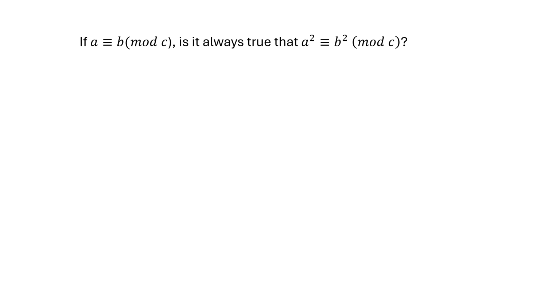I have one more somewhat easy problem, and then I'll get into more involved problems after that. So we have a congruent to b mod c, and the question is, is it always true that a squared is congruent to b squared mod c?